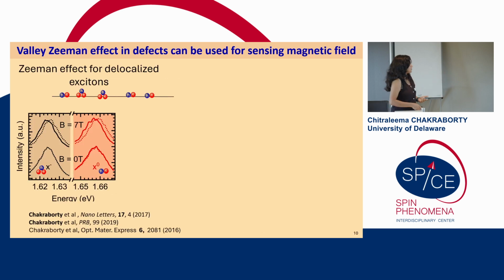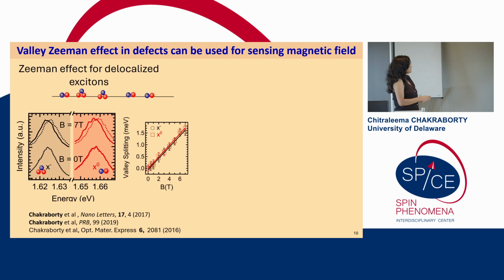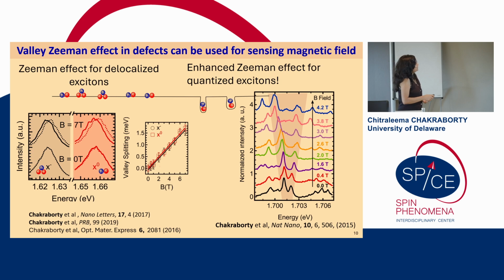We did these measurements just to study the valley Zeeman effect by applying an external magnetic field. Here you can see, for the delocalized excitons as well as the trions, you can get a valley Zeeman splitting, and that splitting is of the order of a few meV as you apply an external magnetic field. This valley Zeeman effect is also observed for the localized and quantized excitons, and because their g factor is much higher, you can actually get a very large splitting of about 3 meV for these localized excitons.